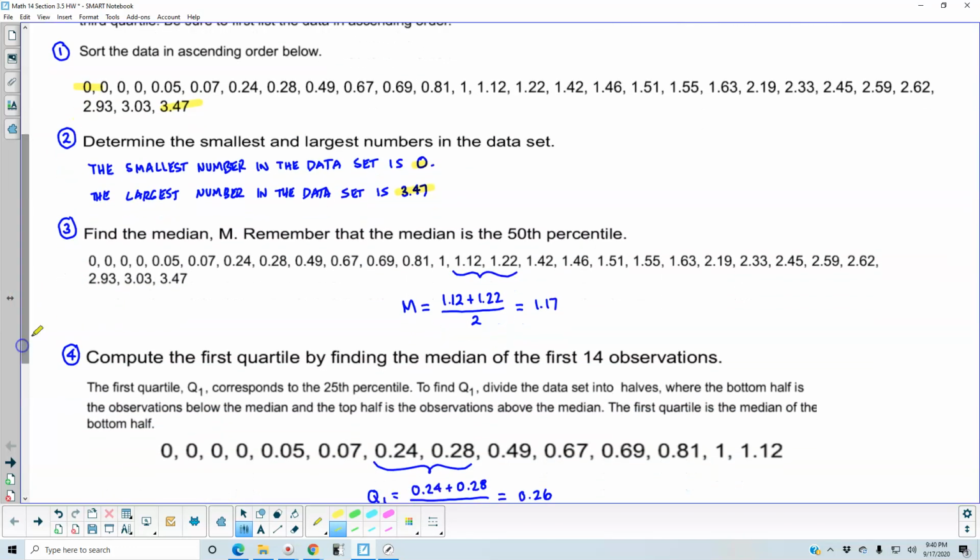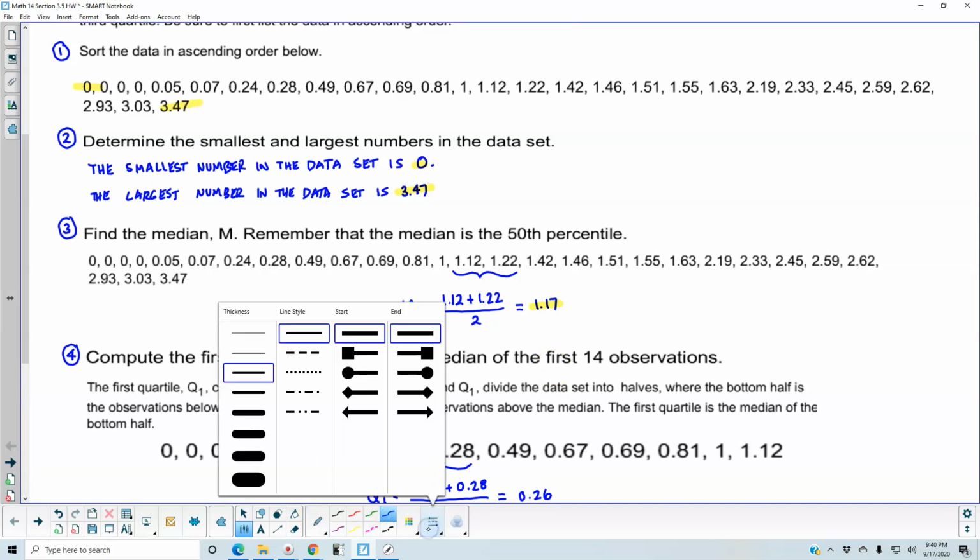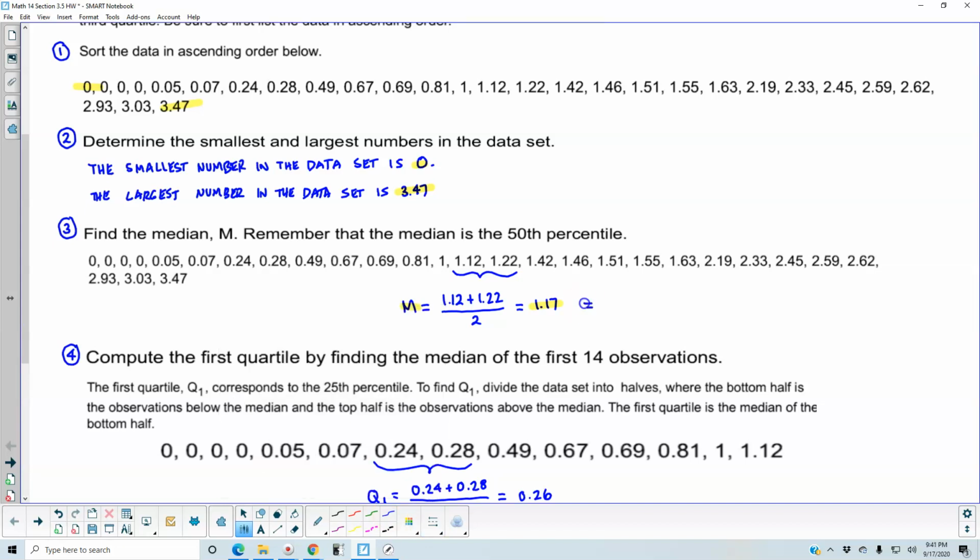So now we have the median. Okay, and recall that the median is also the same thing as quartile 2. So remember that the median is also quartile 2.